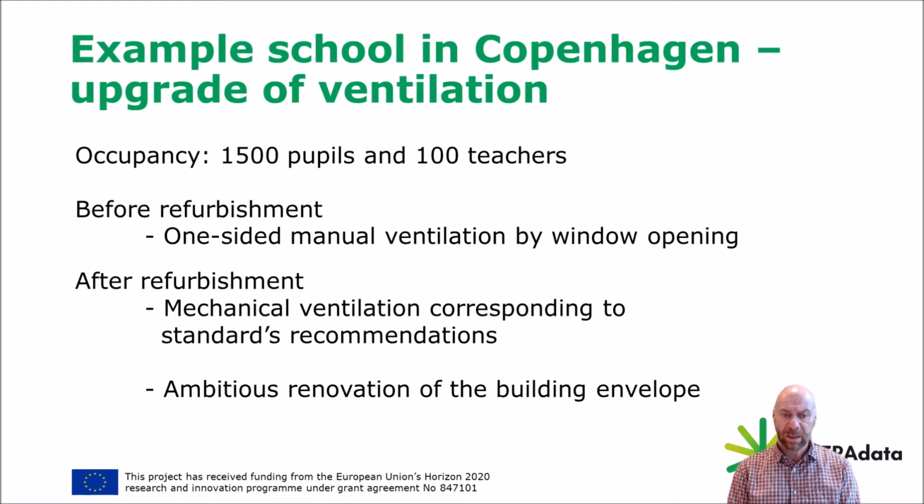Before refurbishment, the school has one-sided manual ventilation by window opening, which means that if the classroom should be ventilated, then the pupils or the teachers manually should open the windows. And then as part of the refurbishment, we install a mechanical ventilation system, which delivers air corresponding to standards recommendations, and then perform also an ambitious renovation of the building envelope.